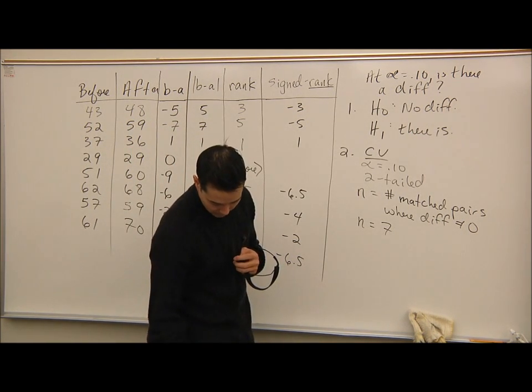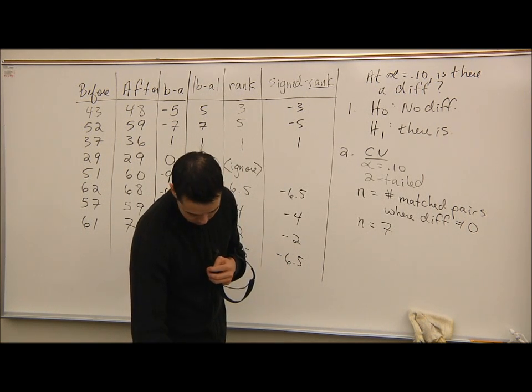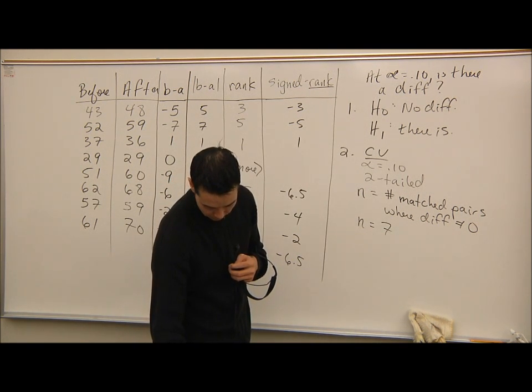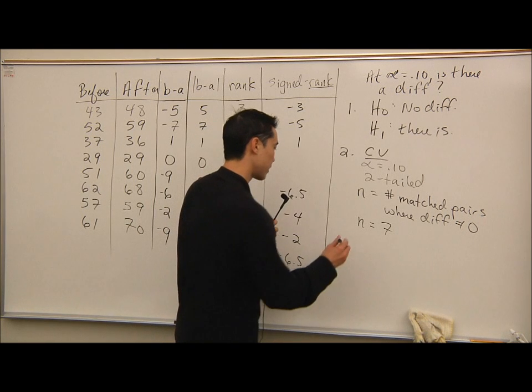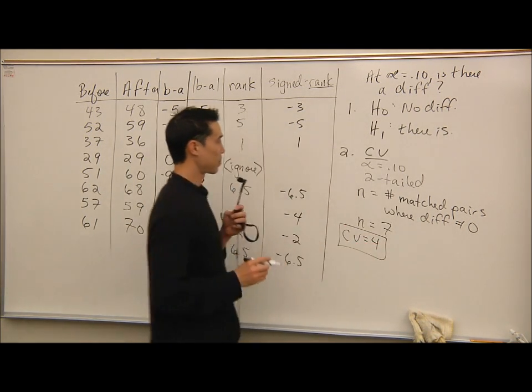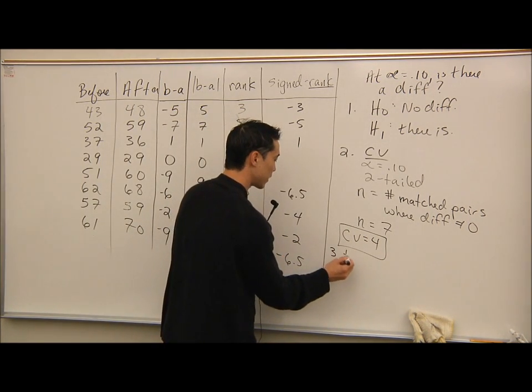All right, so let's look that up in the book. So alpha is 0.1, it's two-tailed, and N here is 7. So what do we get for our critical value, everybody? 4. Great. CV is 4. Okay, and then we move right along into the test value.